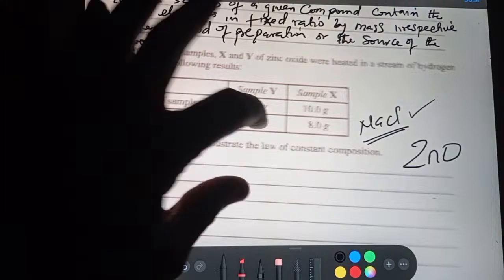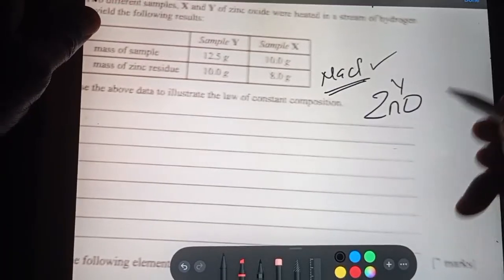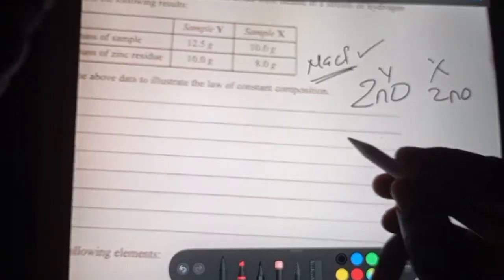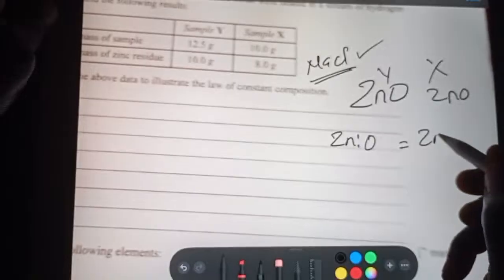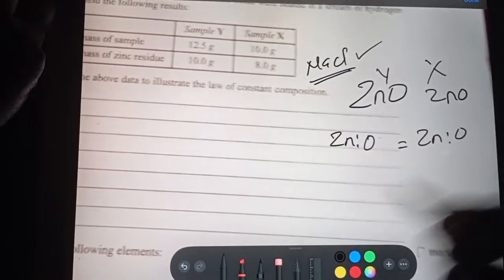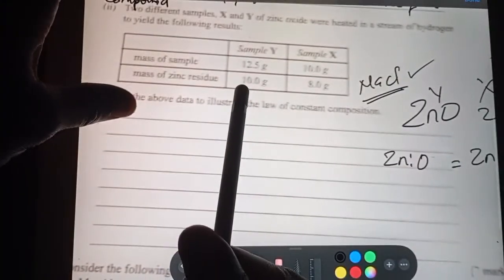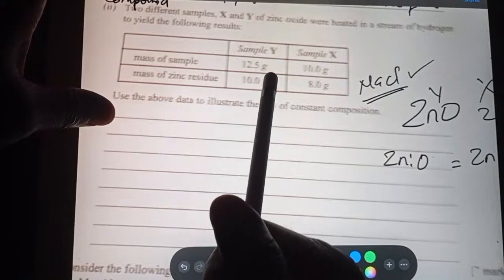What are you going to prove? Sample Y is zinc oxide. Sample X is still the same zinc oxide. So how will you prove constant composition? The ratio of mass of zinc to oxygen should be the same in both cases. So if they are the same, it means the law of constant composition. So what are we going to do here? We will find out the mass of zinc and the mass of the oxygen.